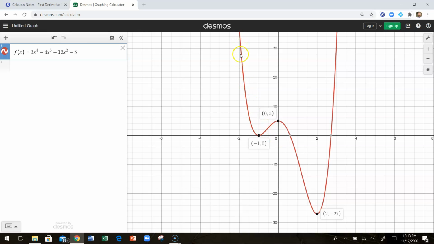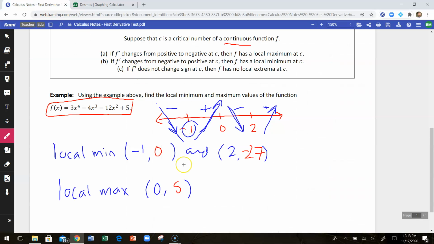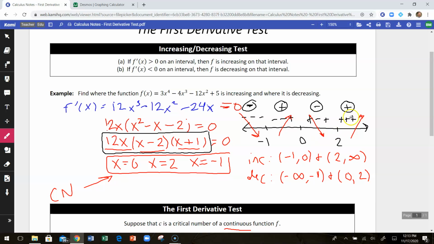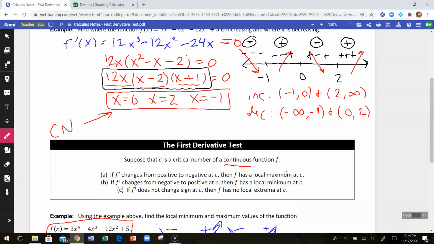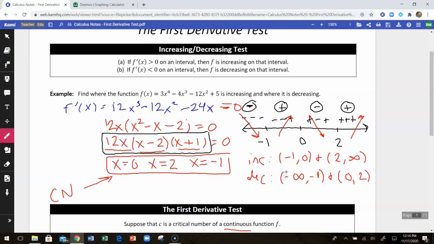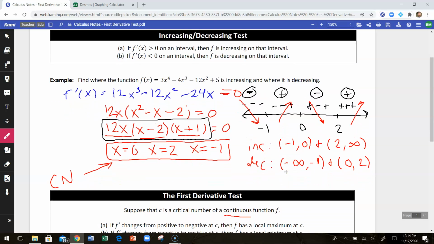Now, if I just think about increasing and decreasing, we're always reading from left to right. The graph is decreasing from -infinity until we get to -1. It increases from -1 to 0. It decreases from 0 to 2. And it increases again from 2 to infinity. So everything that we found here is shown in that graph. I can see where it's decreasing and where it's increasing. I can see the coordinate points of my local maximum and local minimum. But I get that all through the first derivative of the original function.